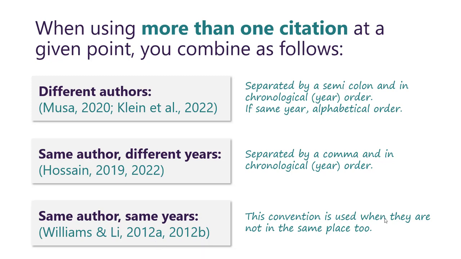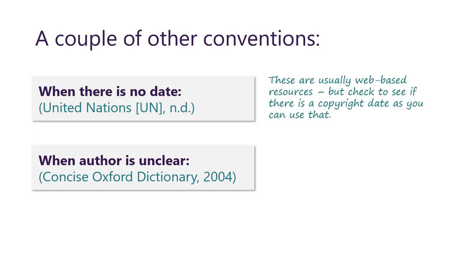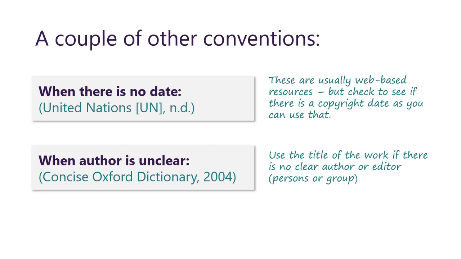A couple of other things to mention. If there's no date, as on some web pages or very old sources, then just add ND in its place. Remember, you can use the copyright date at the bottom of a page as the date on a web page. If there's no obvious author or editor, not even an obvious group, you can just put the title of the work instead.